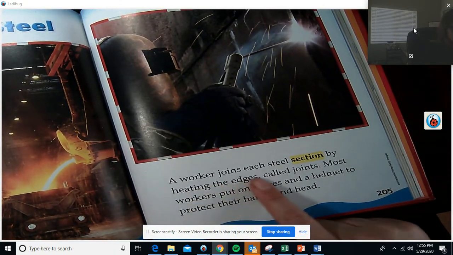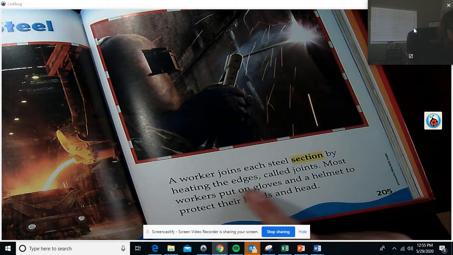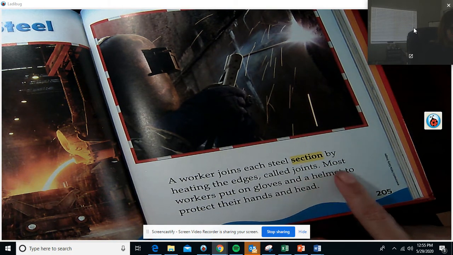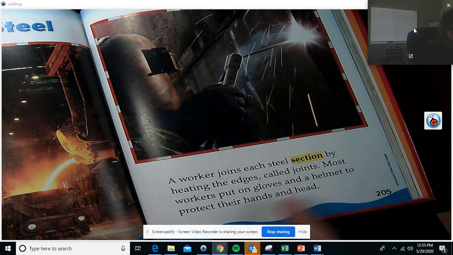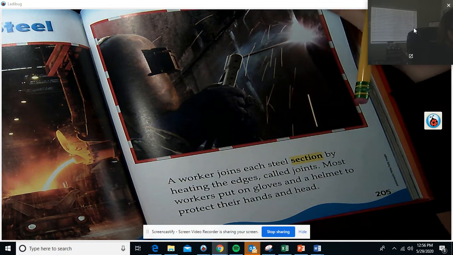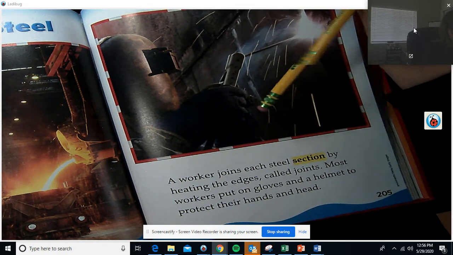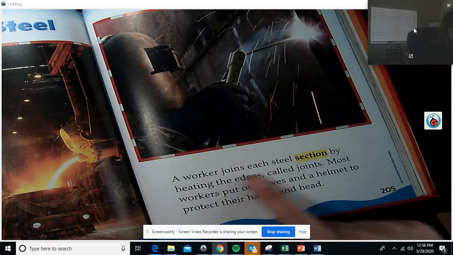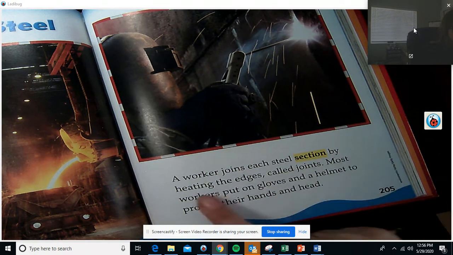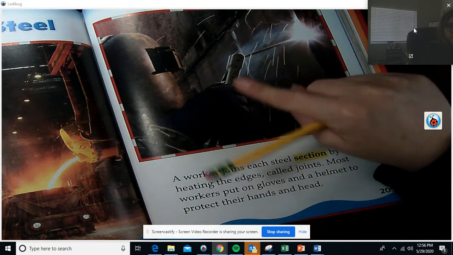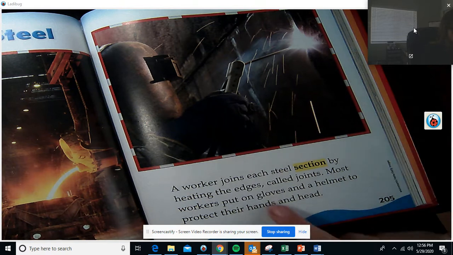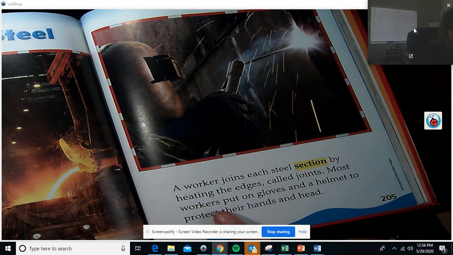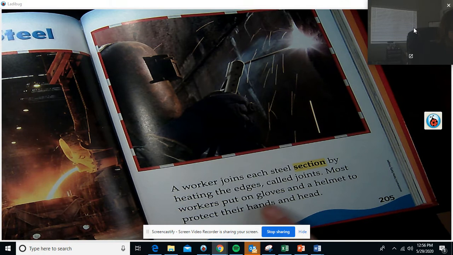A worker joins each steel section by heating the edges called joints. Most workers put on gloves and a helmet to protect their hands and head. This reminds me of another cause. What happens? A worker joins each steel section by heating the edges. So this little tool here is used to heat the edges, and they're called joints. Most workers put on gloves and a helmet to protect their hands and head.